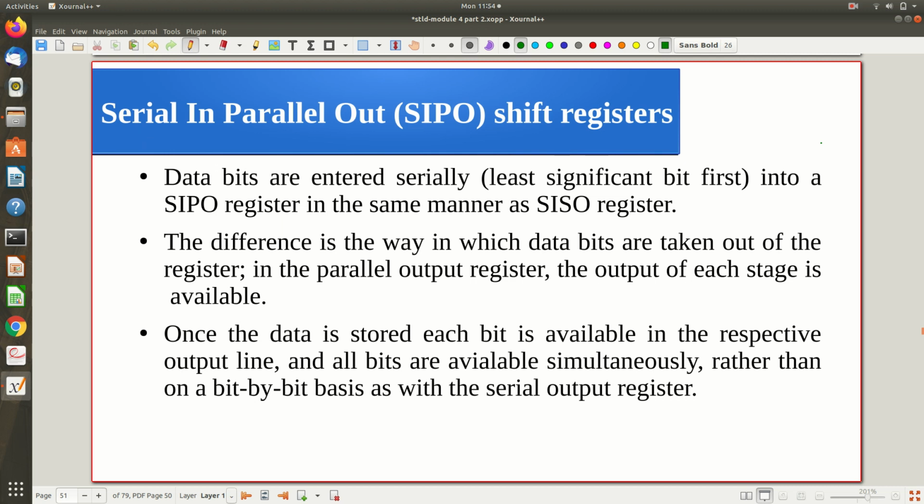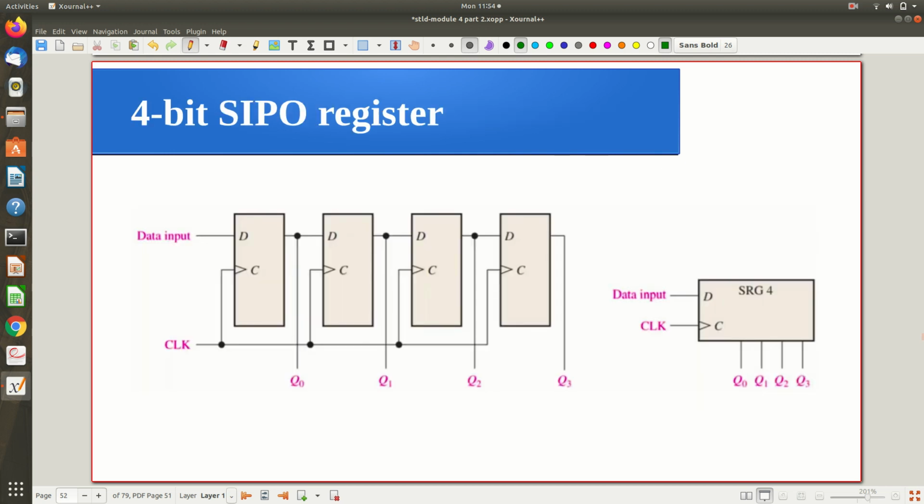Now the difference is the way in which the data bits are taken out of the register. In a parallel output register, the output of each stage is available, and we can take everything simultaneously. So that is the way we are taking the data out, but we are inserting data in a serial manner. Once the data is stored, each bit is available on its respective output line, and all bits are available simultaneously. So rather than bit by bit as with the serial output, here we can take all the outputs directly, because every flip-flop has its own output, right? So from that together you will get the whole thing. This is a typical diagram of a 4-bit serial in parallel out register.